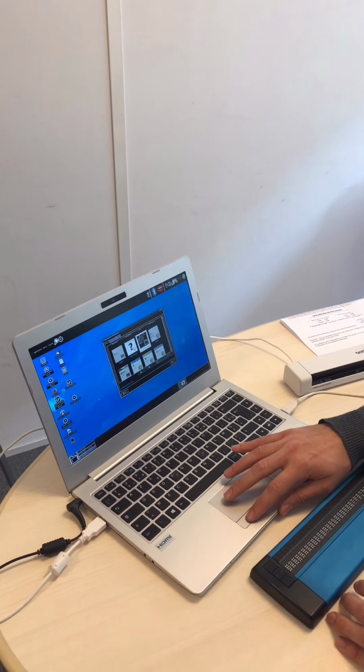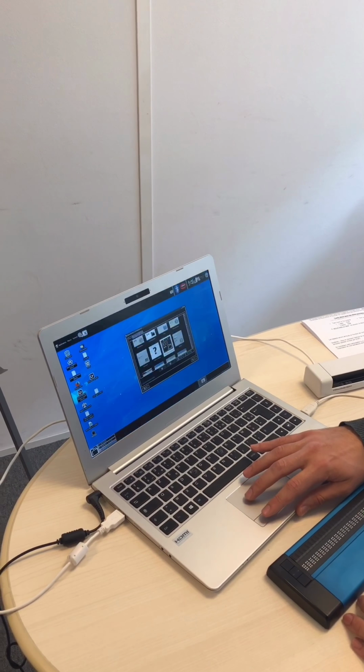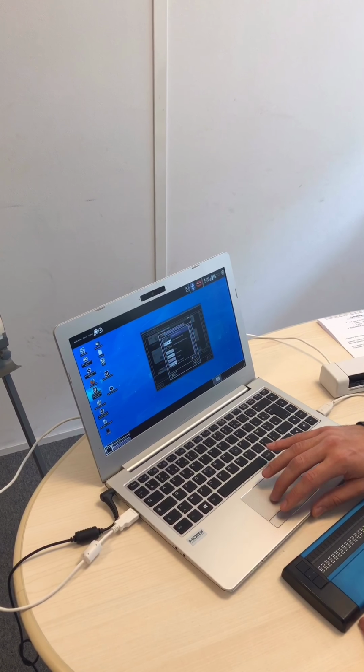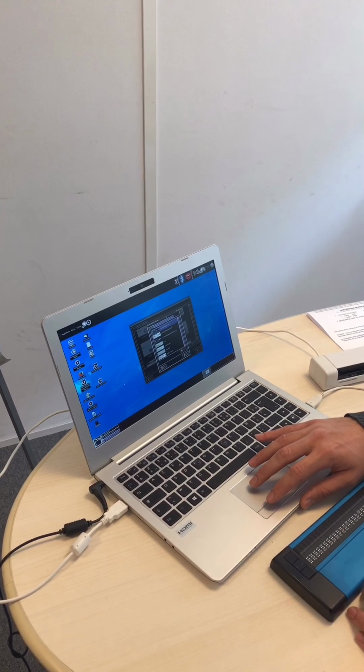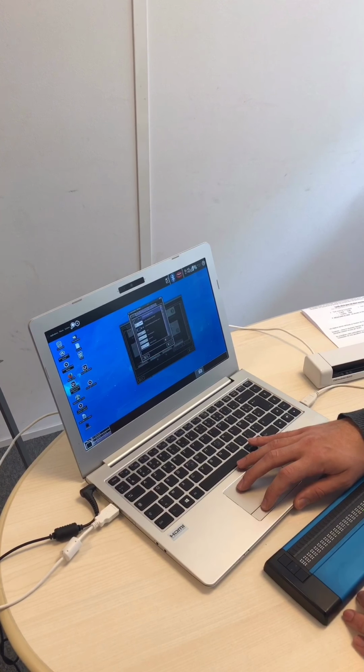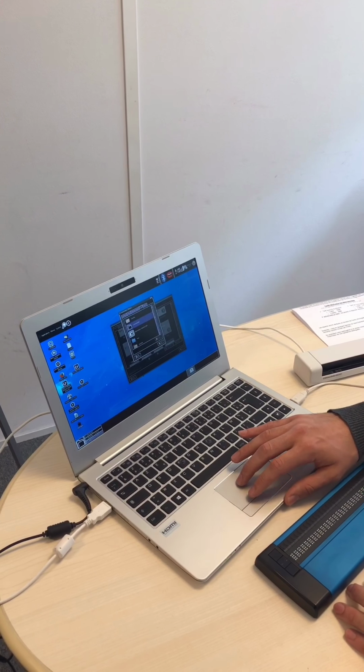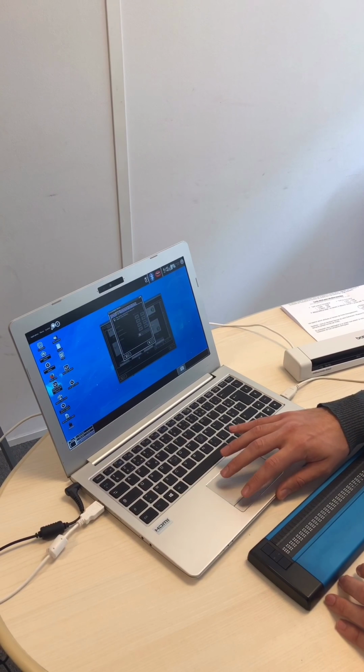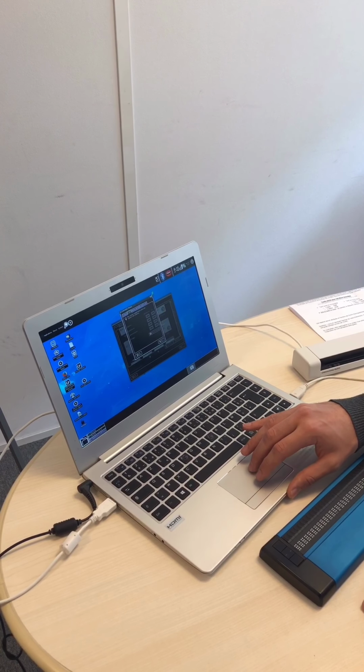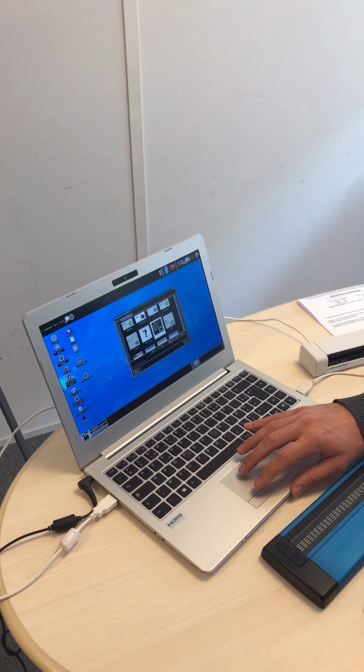Here, for instance, this is high contrast. You can also customize much deeper and much further the theme of the computer so that the icons, the window borders, the colors are suitable for each and every person.